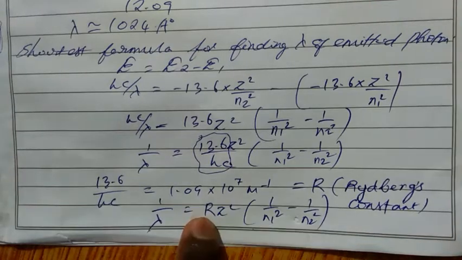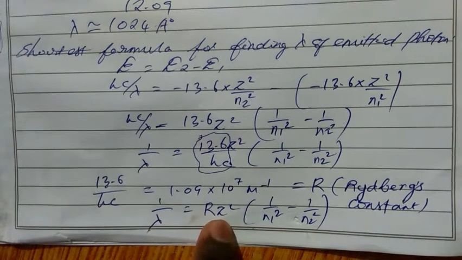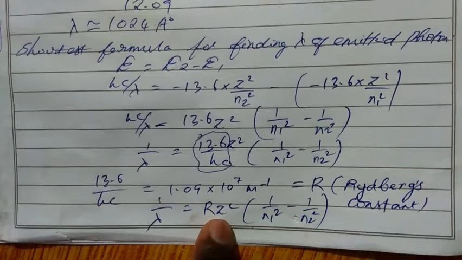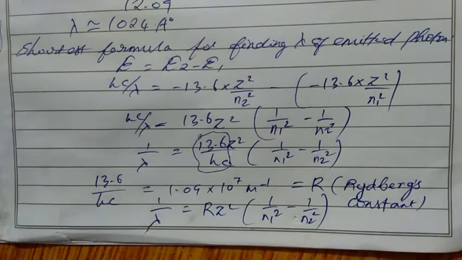By this we can easily find the answer, because R is constant and Z is given in the problem, most likely a hydrogen atom, so Z is 1. Then we check from which orbital to which orbital the transition takes place, n2 to n1. By substituting all these values and taking the reciprocal, we will get the lambda value.